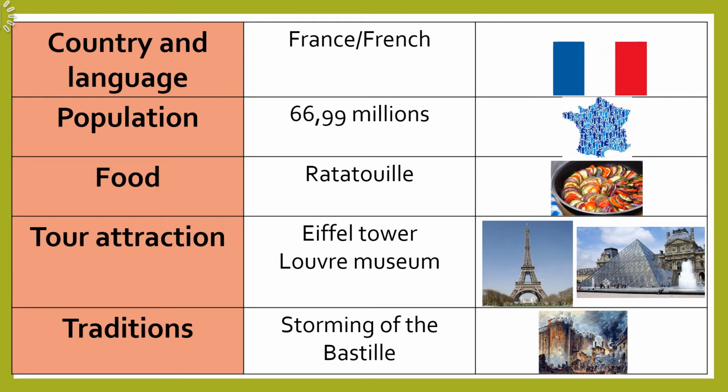The third flag is from France. France speaks French. French is its language. It has 66.99 million people. Their food is ratatouille, their attractions are the Eiffel Tower and the Louvre Museum, and they have the traditional storming of the Bastille.